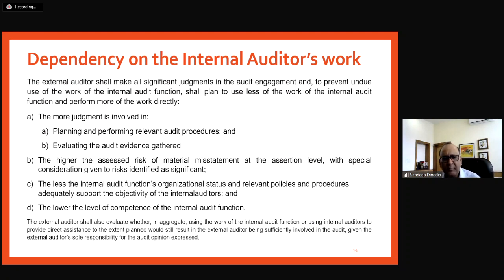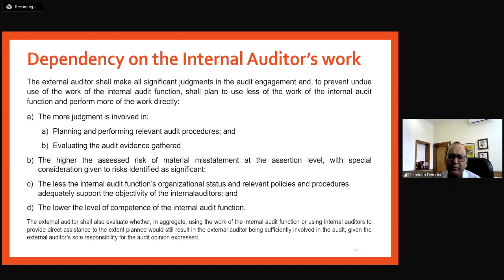So basically what this slide is saying is that the external auditor cannot reduce his level of work and testing where judgments are involved in planning and performing audit procedures and evaluating audit evidence gathered: in areas where the assessed risk of material misstatement at the assertion level is higher, with special consideration given to risks identified as significant, the less the internal audit function's status and relevant policies and procedures adequately support objectivity of internal auditors, and the lower the level of competence of the internal audit function.